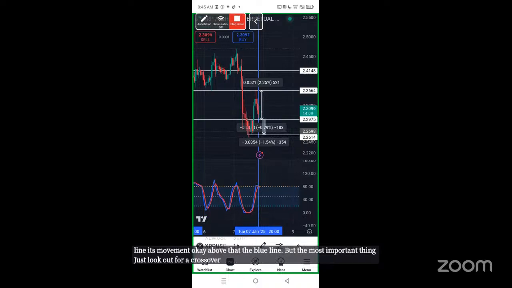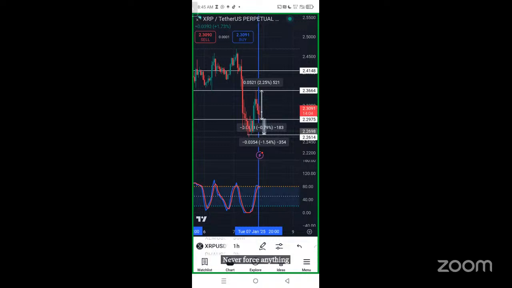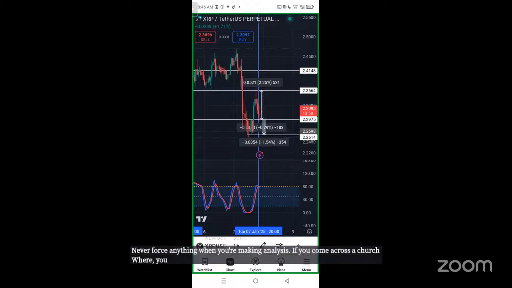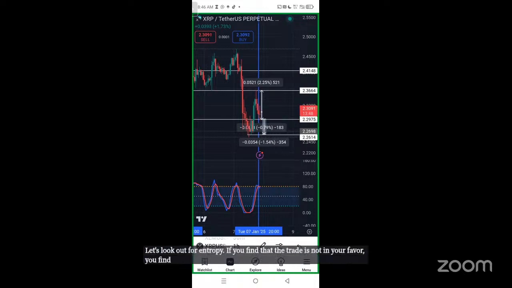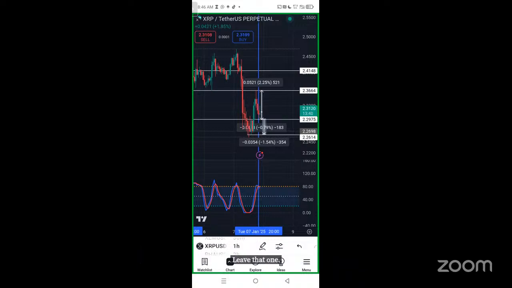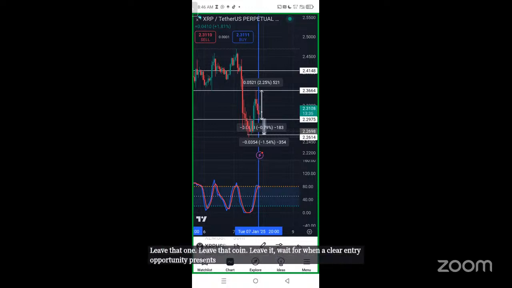I must tell you this is the last statement I'm going to make. Never force anything when you're making analysis. If you come across a chart where, for example, you're basing off the stochastic RSI, look out for entry opportunity. If you find that the trade is not in your favor, that it is really not making sense, or you're struggling to find entry, leave that coin. Wait for when a clear entry opportunity presents itself. Just go to another coin. Please, that's the last statement I'm going to make.